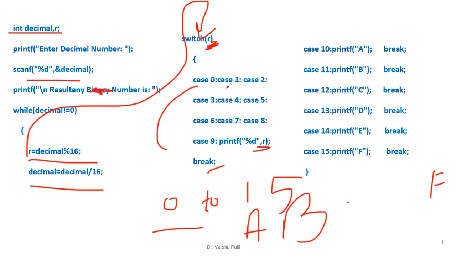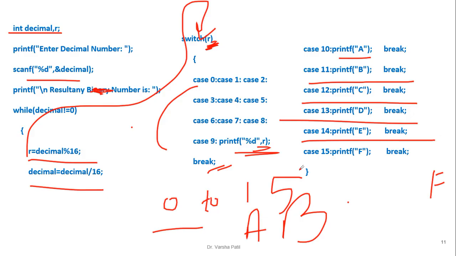Case 0, case 1, case 2 we can write on separate lines also. Because of space issues, I have written in a single line: case 0 colon case 1 colon case 2 colon up to case 9. We have to print the value of R and break. For case 10, print A and break. For case 11, print B and break. In this way we can print from A to F, and this is the end of the switch statement. So in this way we can write the program.